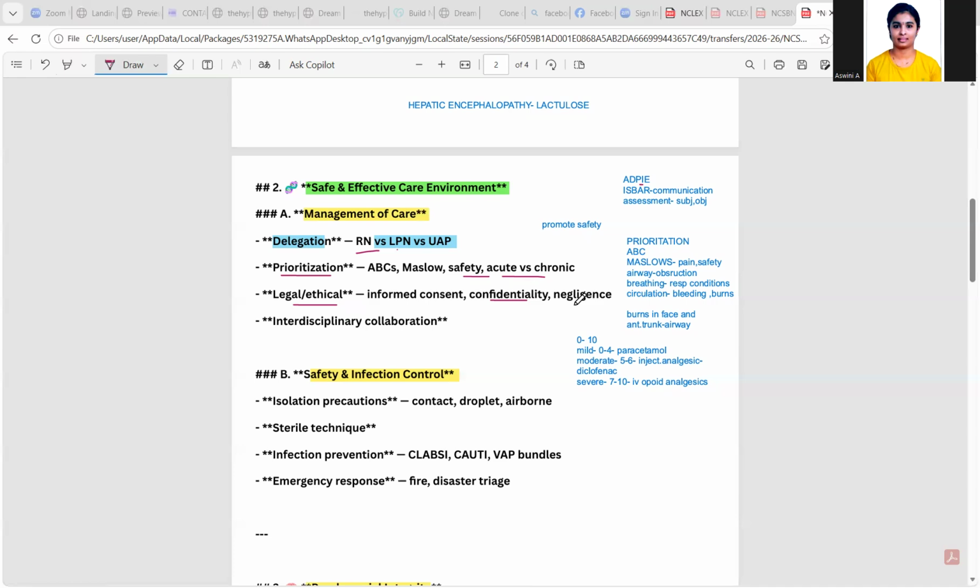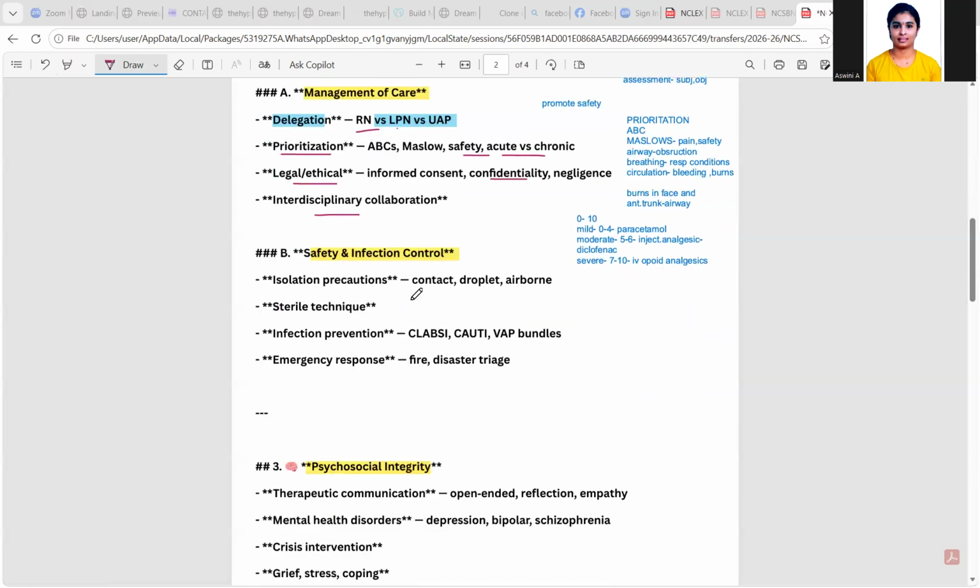Okay. And also interdisciplinary collaboration, that means it's teamwork. Healthcare is collaborative care, a team care. For example, not only nurses, but the physicians, the LPN, UAP, X-ray technician, ECG technician, occupational therapy, physiotherapist, okay, like that. So many team members will be there in the patient care, and they must cooperate collaboratively.